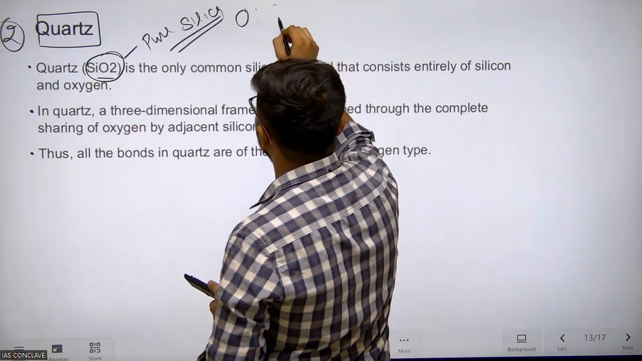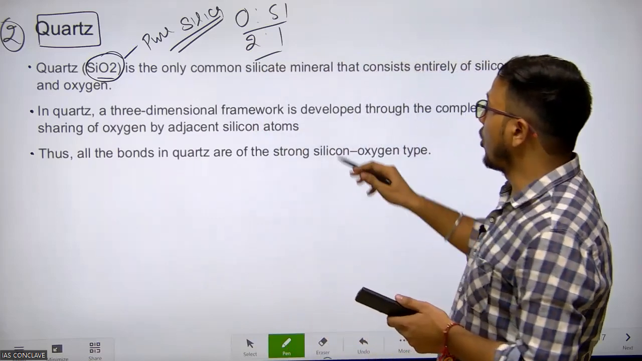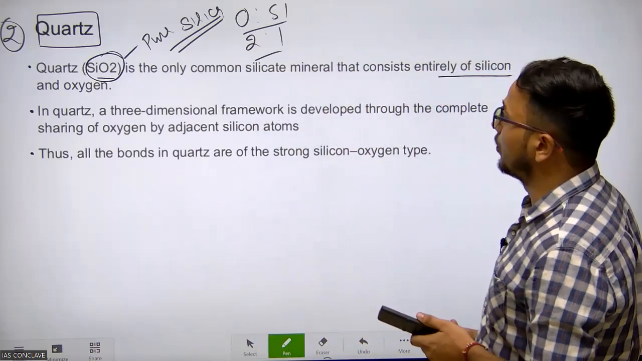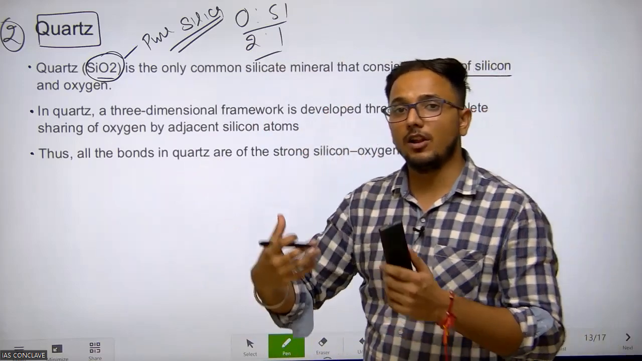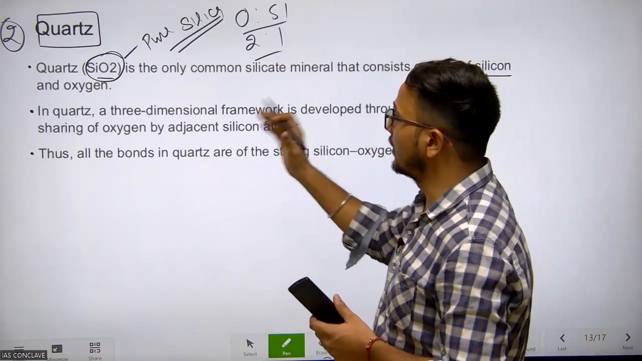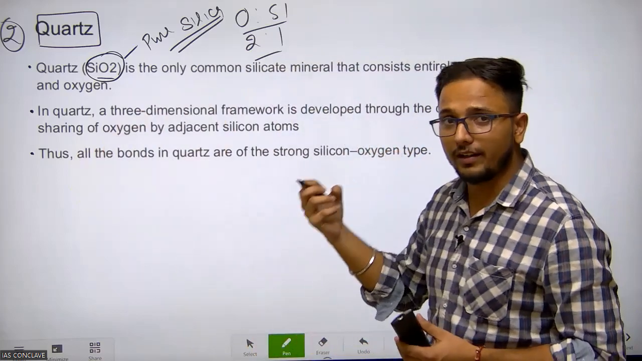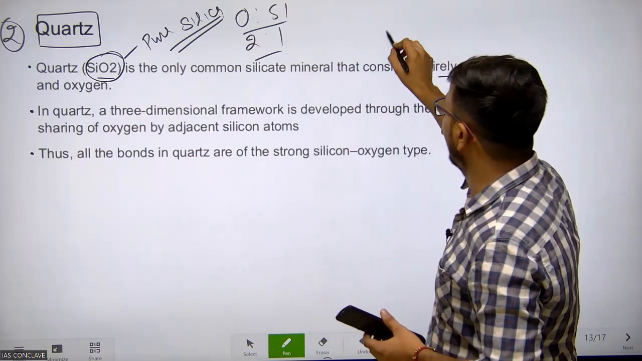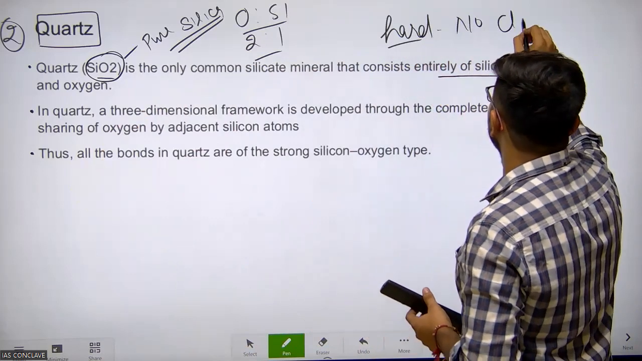Here the oxygen and silicon ratio you will find is 2:1. So the only common silicate mineral that consists entirely of silicon and oxygen is quartz. You will find there is a three-dimensional framework and there is no bonding with other metal ions. There is no bonding with them. That's why it is very hard. It is very hard. No cleavage.